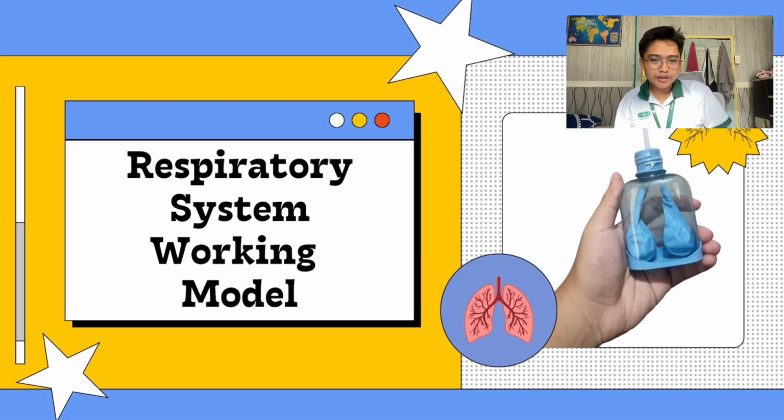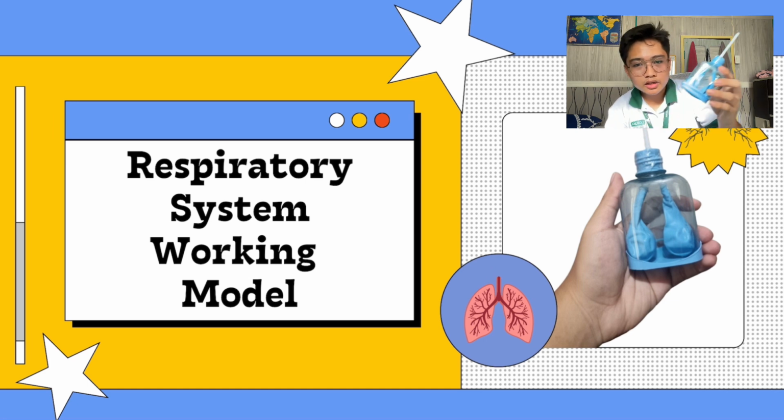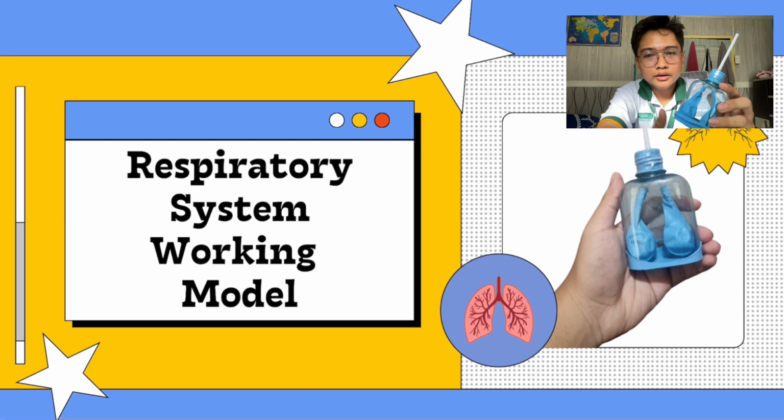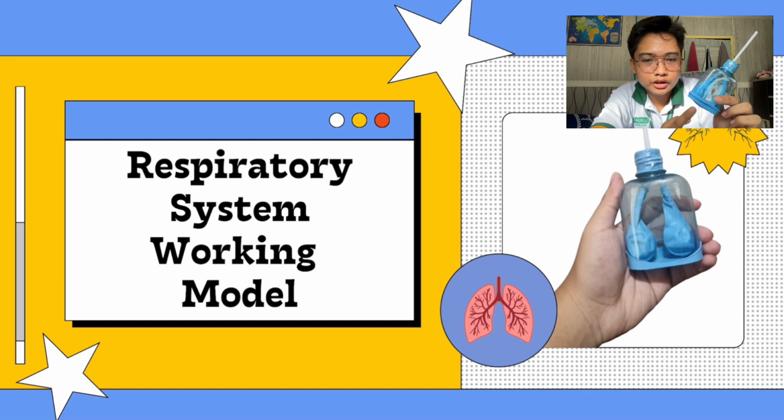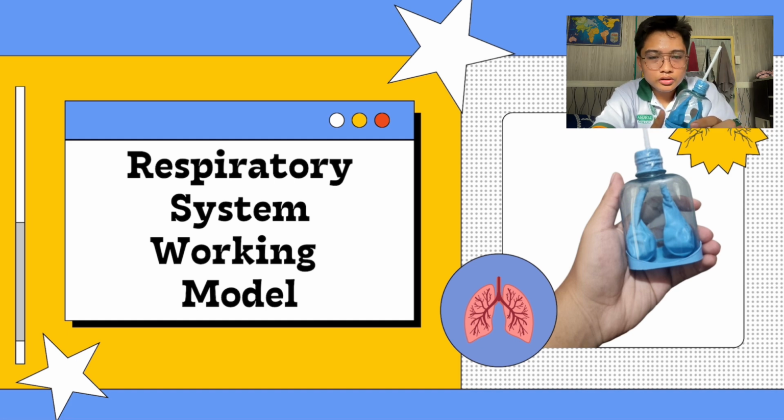So let's proceed with our respiratory system working model. And this is our model, as you can see. Our bottle itself represents our chest cavity. The straw represents our trachea. The balloons inside represent our lungs, and the balloon under the bottle represents our diaphragm. So let's proceed with our observations now.